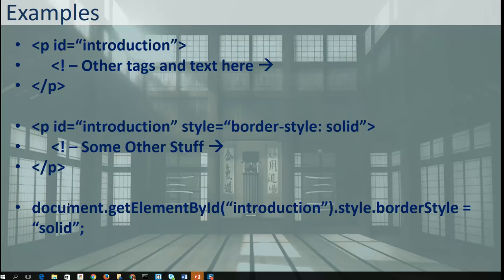Now, in JavaScript, we would get a reference to it. So here we see document.getElementById, and we're passing it the introduction ID, which would grab the paragraph that has that ID. We're using .style, which says access the style property, and then .borderStyle, which says access the borderStyle property of the style object on the paragraph object, and we're going to set it equal to solid. That's the equivalent of what you see above it, where we set the actual style property via HTML.